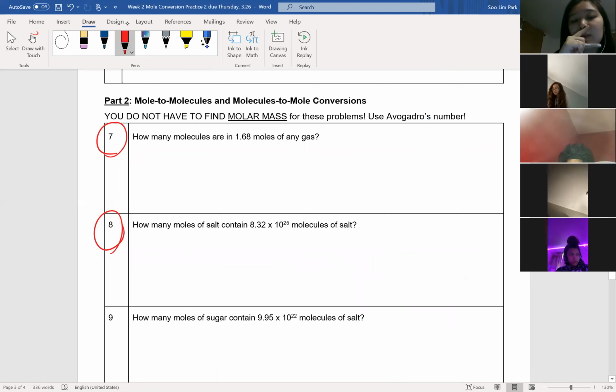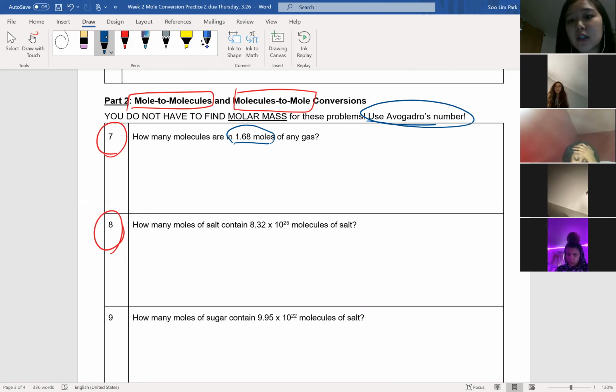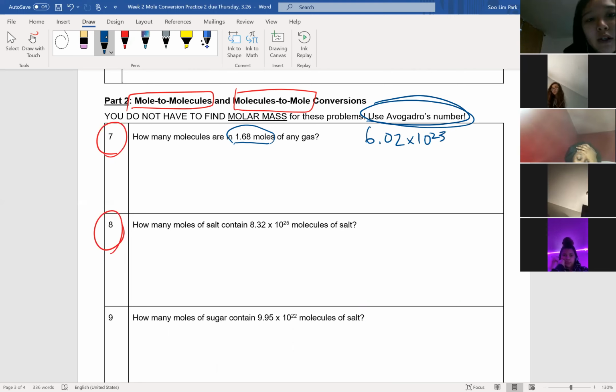So now we're doing mole to molecules or molecules to moles. So number 7, it says how many molecules are in 1.68 moles of gas? And remember, when we're dealing with molecules, we're using the Avogadro's number, which is 6.02 times 10 to the 23. So in number 7, we're given moles and we're solving for molecules.